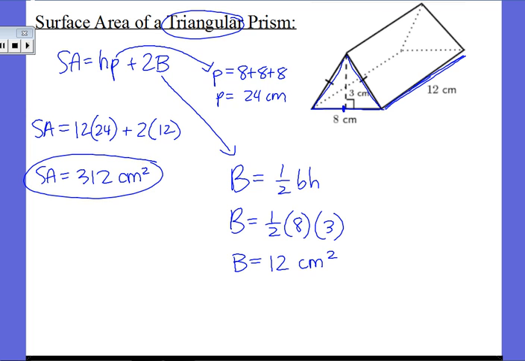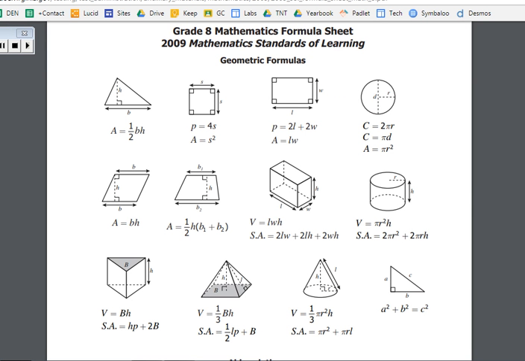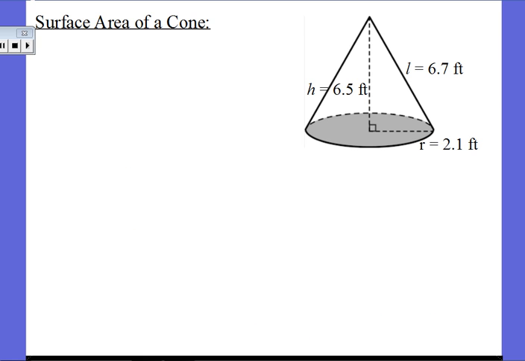The last shape that we're going to take a look at is the surface area of a cone. So if you look on your formula sheet, the surface area of a cone is pi r squared plus pi rl. So we're going to write down SA equals pi r squared plus pi rl. I don't see any capital B's or lowercase p's to calculate, so I can move on to substituting.